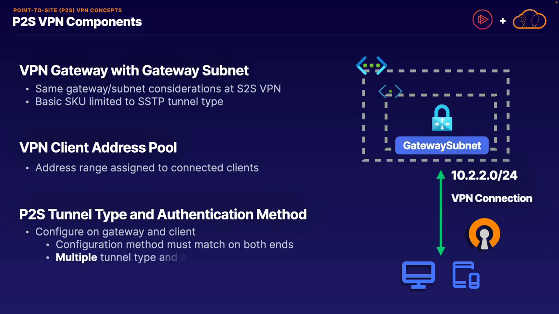Now, here is where things get interesting. As opposed to site-to-site VPN, which really only has a single authentication method, IPsec with a shared secret, point-to-site actually has multiple combinations available. In fact, we have 3 different available tunnel types and 3 different authentication methods. And to make things even more fun, different tunnel types either work or don't work with different authentication methods, which also work and don't work with different operating systems.